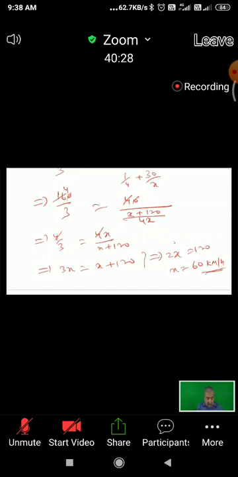Kajal Kumari, 53.33. 0.33 is 1 by 3. You can take that.